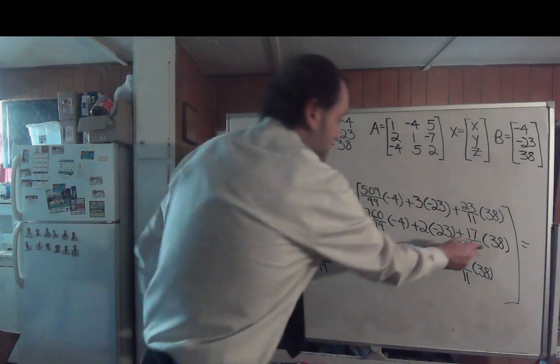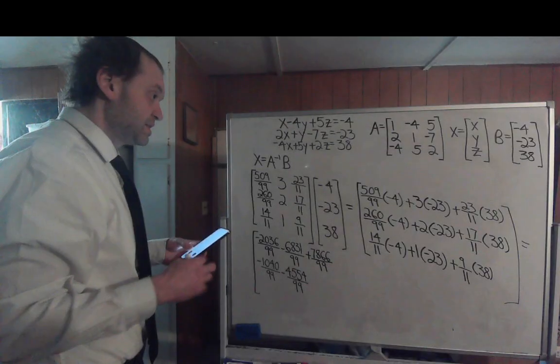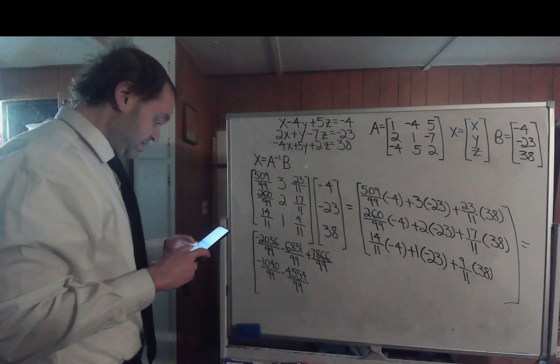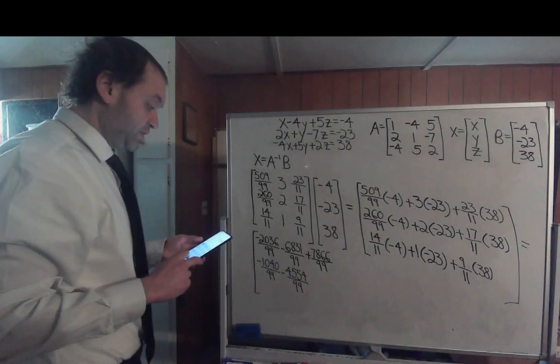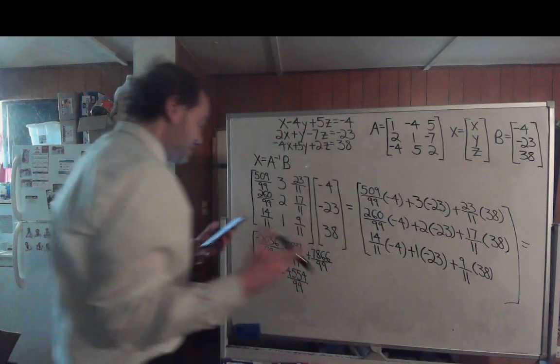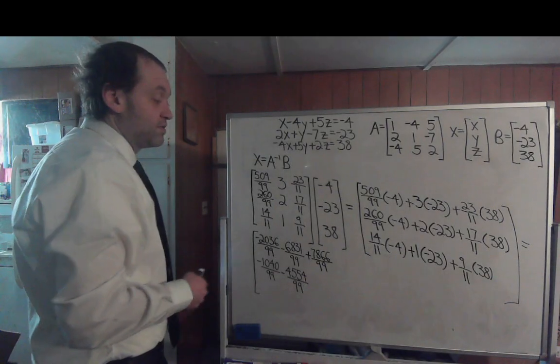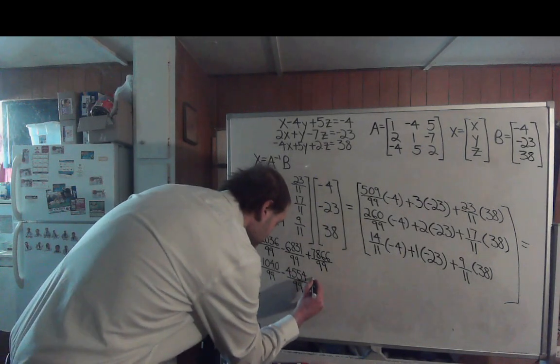Then you're going to take the 17 times 38. Let's figure out what the heck that is. That'd be 646, but then you got to take that 646, multiply that by 9 to have the same denominator. That'd be 5,814/99.